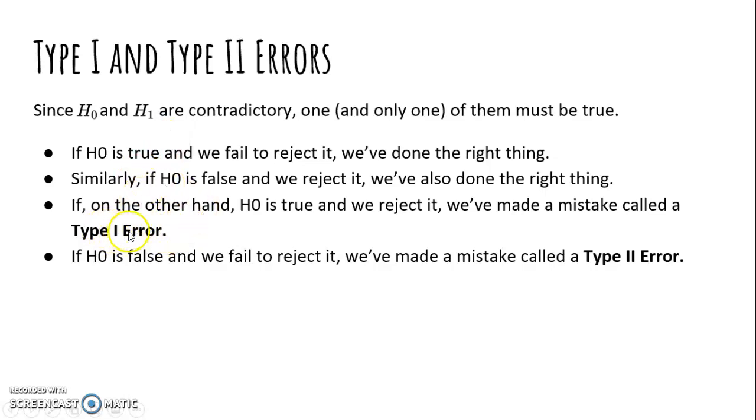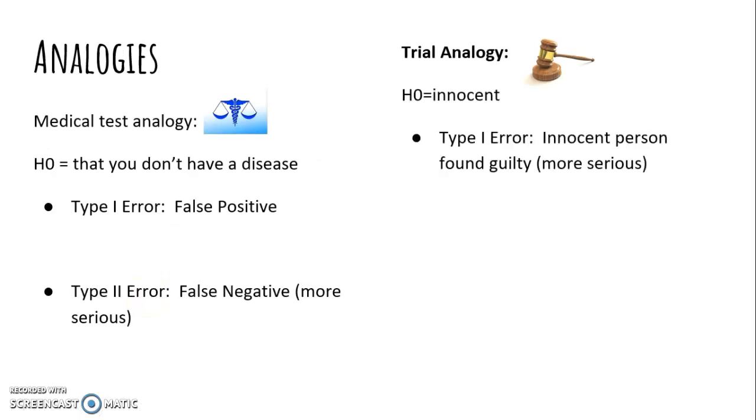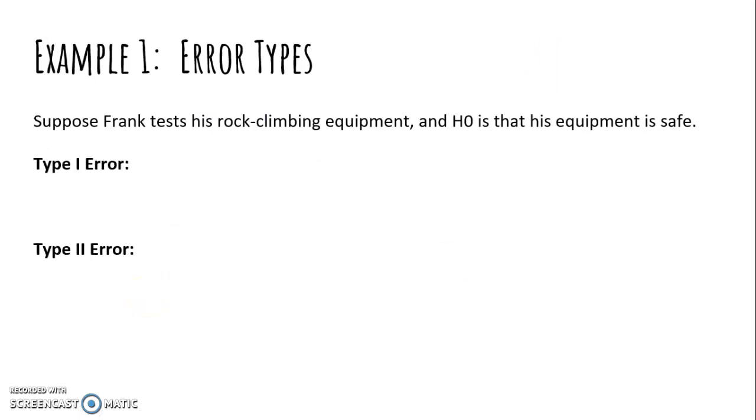We make a type 1 error if we reject the null, but it was a mistake and we shouldn't have, because the null was actually true. And we make a type 2 error if we fail to reject the null and it was a mistake because the null was false. So we already went through this in the past video, so let's start with example 1.